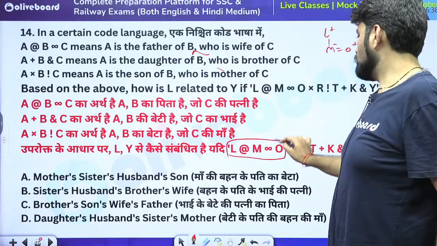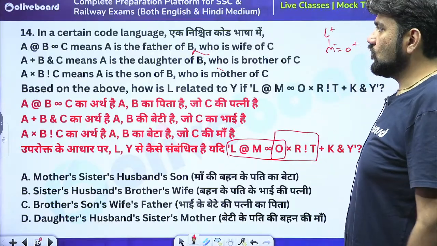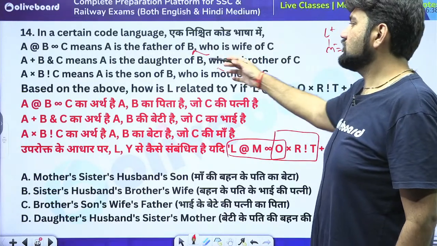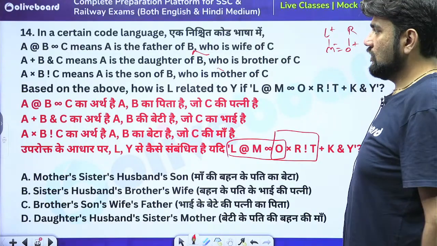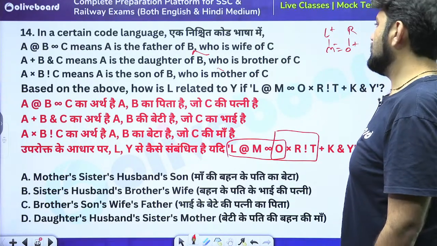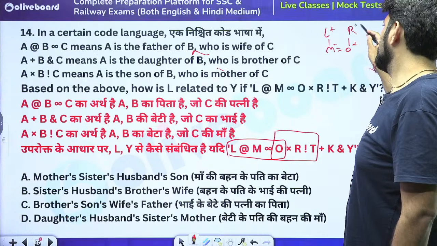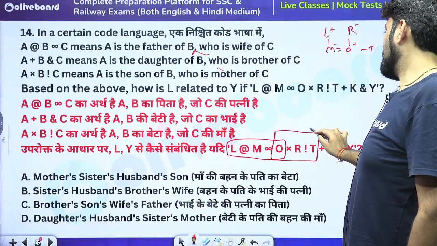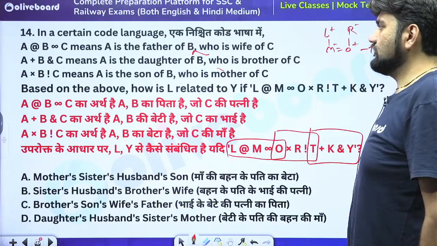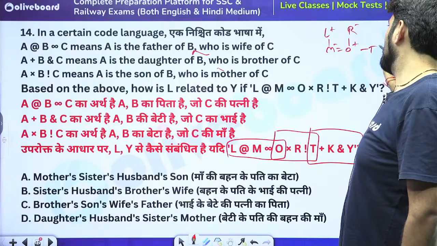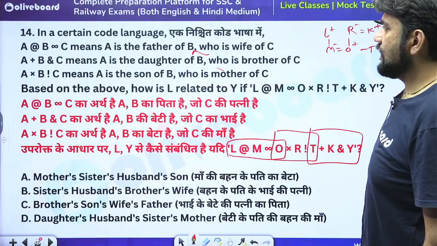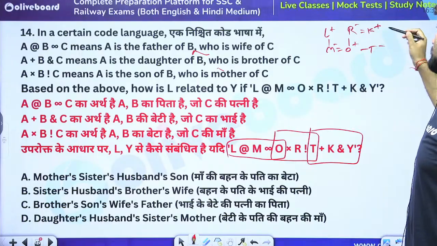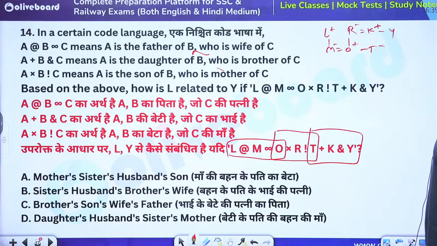Now O * R ! T. So O * R ! T. O is the son of R. Be careful. And R ! T means R is the mother of T. And T + K & Y. So T + K. T is the daughter of K. And K & Y. K is the brother of Y. This is how the tree looks like.